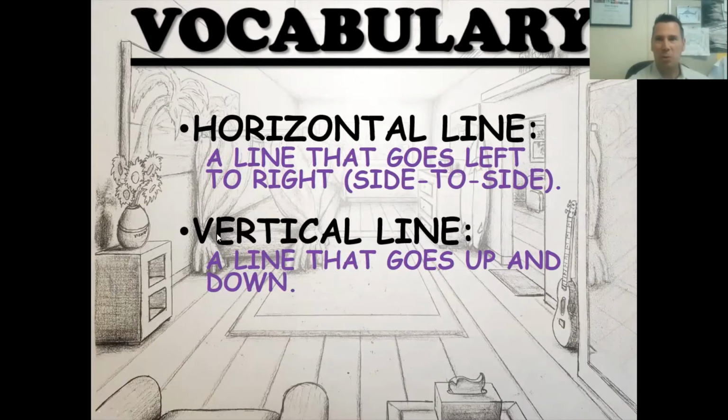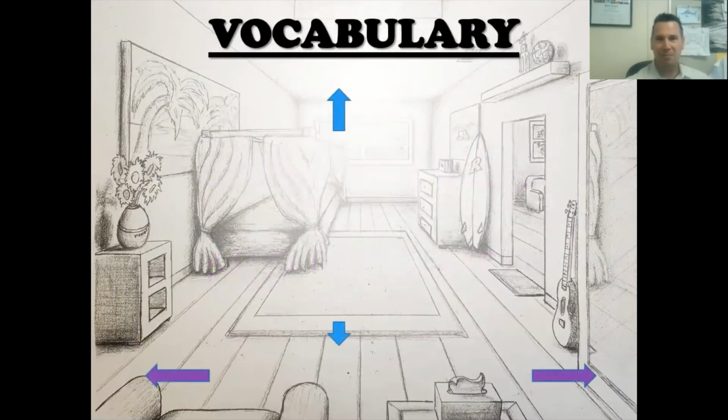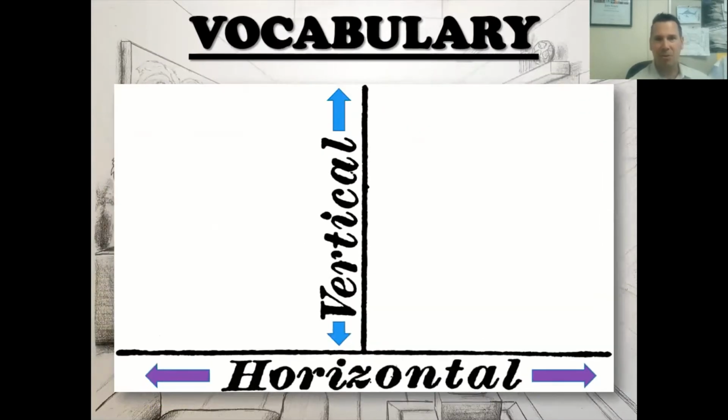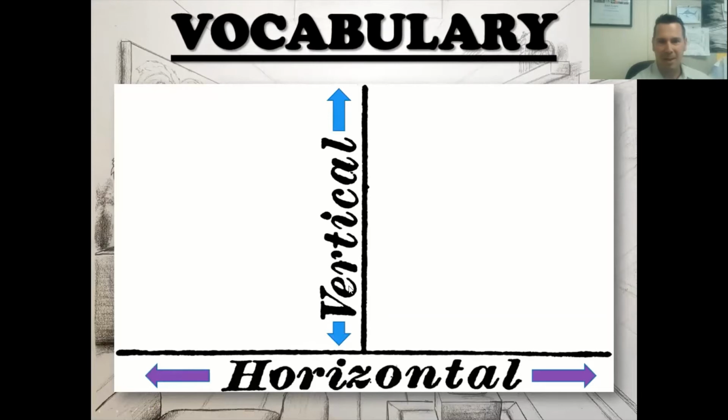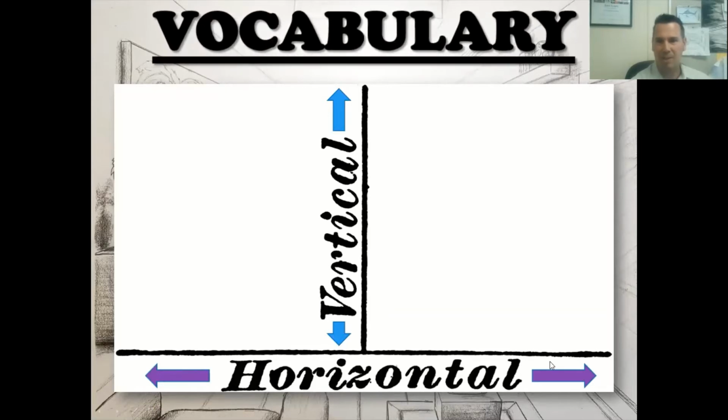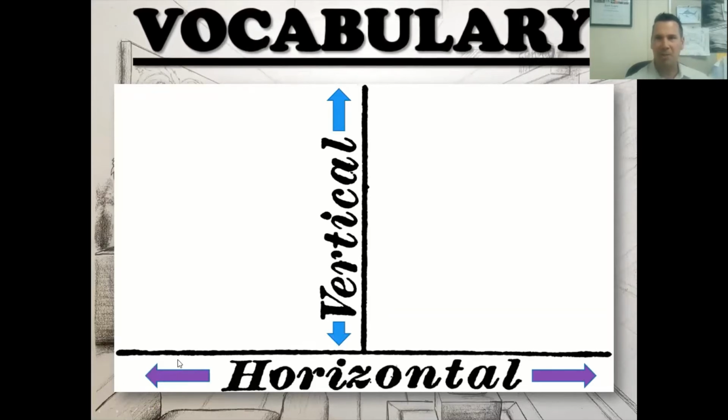All right, this next word, vertical line, we're going to use this a lot also. Vertical line is simply straight up and down. Is that a vertical line? No. Is that a vertical line? No. Straight up and down is a vertical line. Take a look at that. Vertical line, straight up and down, and horizontal line, just like the horizon line, side to side, perfectly side to side.